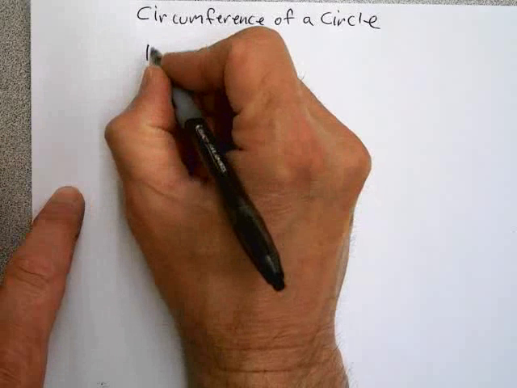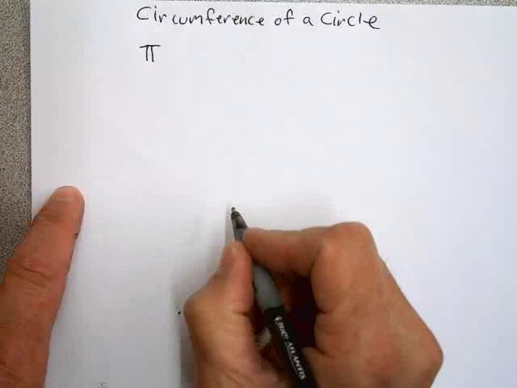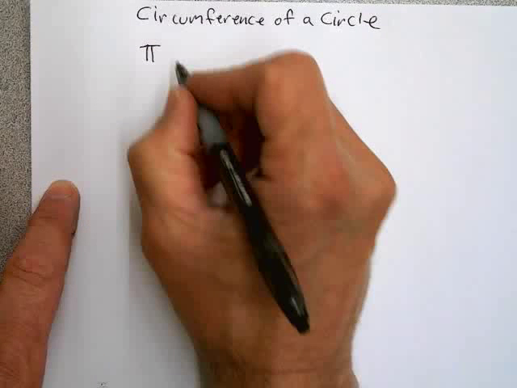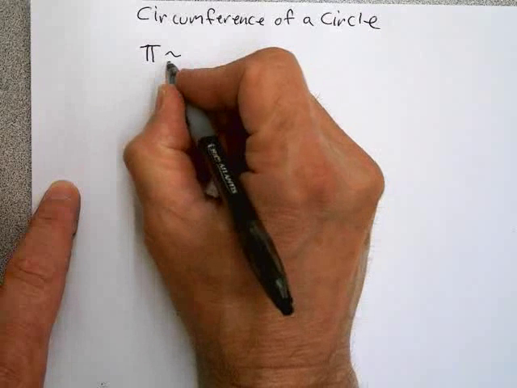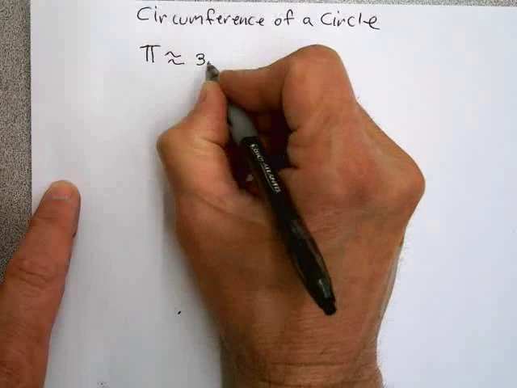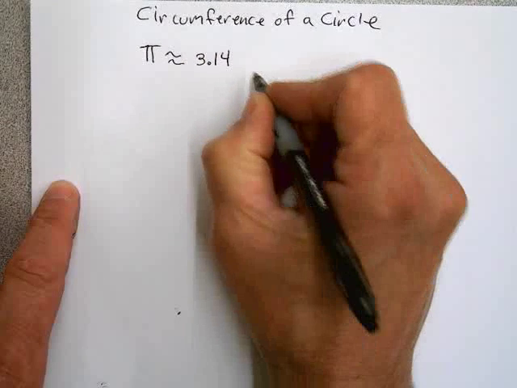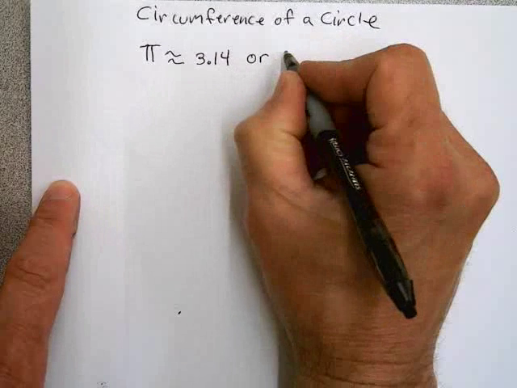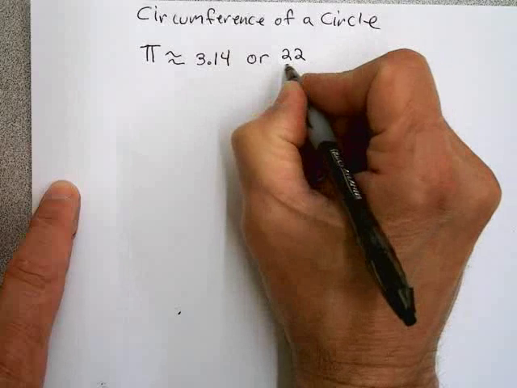Pi is a Greek letter. You can represent it like this. And it is approximately either 3.14 when using a decimal, or if we're using a fraction, it's represented as 22/7.